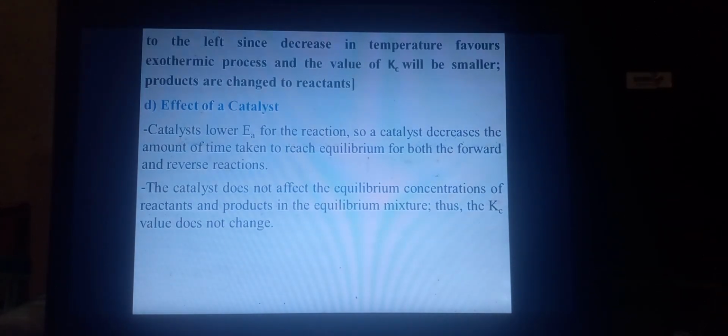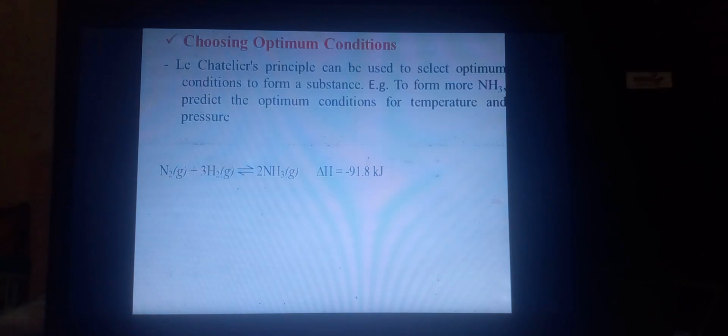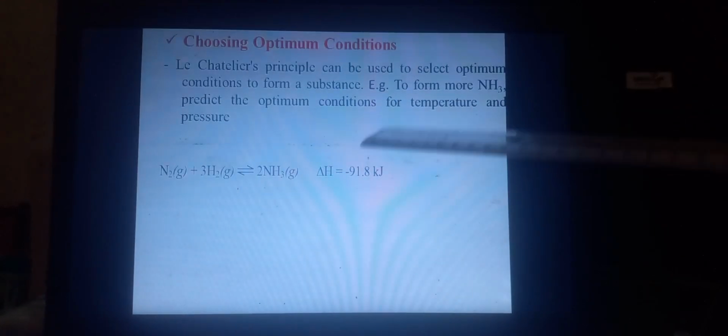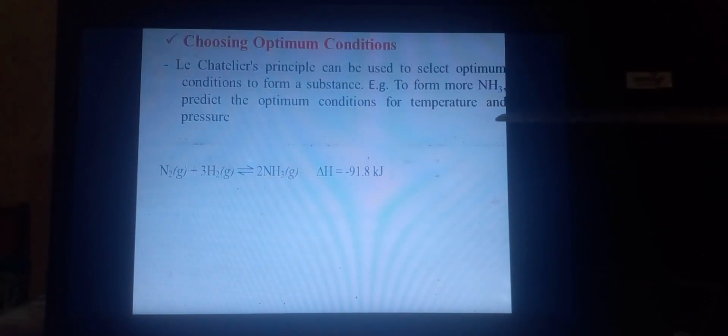So thus the Kc value does not change. That means the Kc value will remain the same. A catalyst does not affect the value of Kc, but it hastens the process by which an equilibrium is established. So now, choosing optimum conditions. The Le Chatelier principle can be used to select optimum conditions to form a substance, e.g. to form ammonia. So you can predict the conditions.